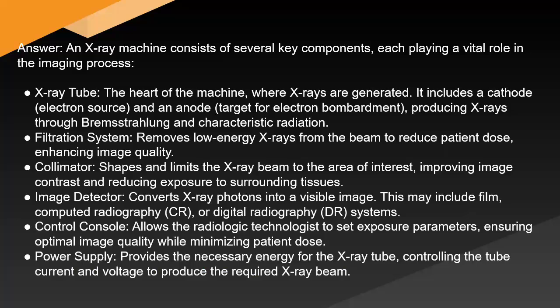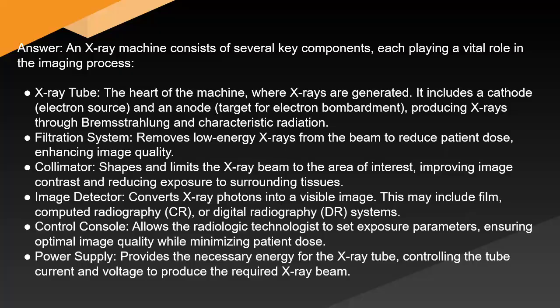Filtration system: removes low-energy X-rays from the beam to reduce patient dose, enhancing image quality. Collimator: shapes and limits the X-ray beam to the area of interest, improving image contrast and reducing exposure to surrounding tissues. Image detector: converts X-ray photons into a visible image. This may include film, computed radiography, CR, or digital radiography, DR, systems.